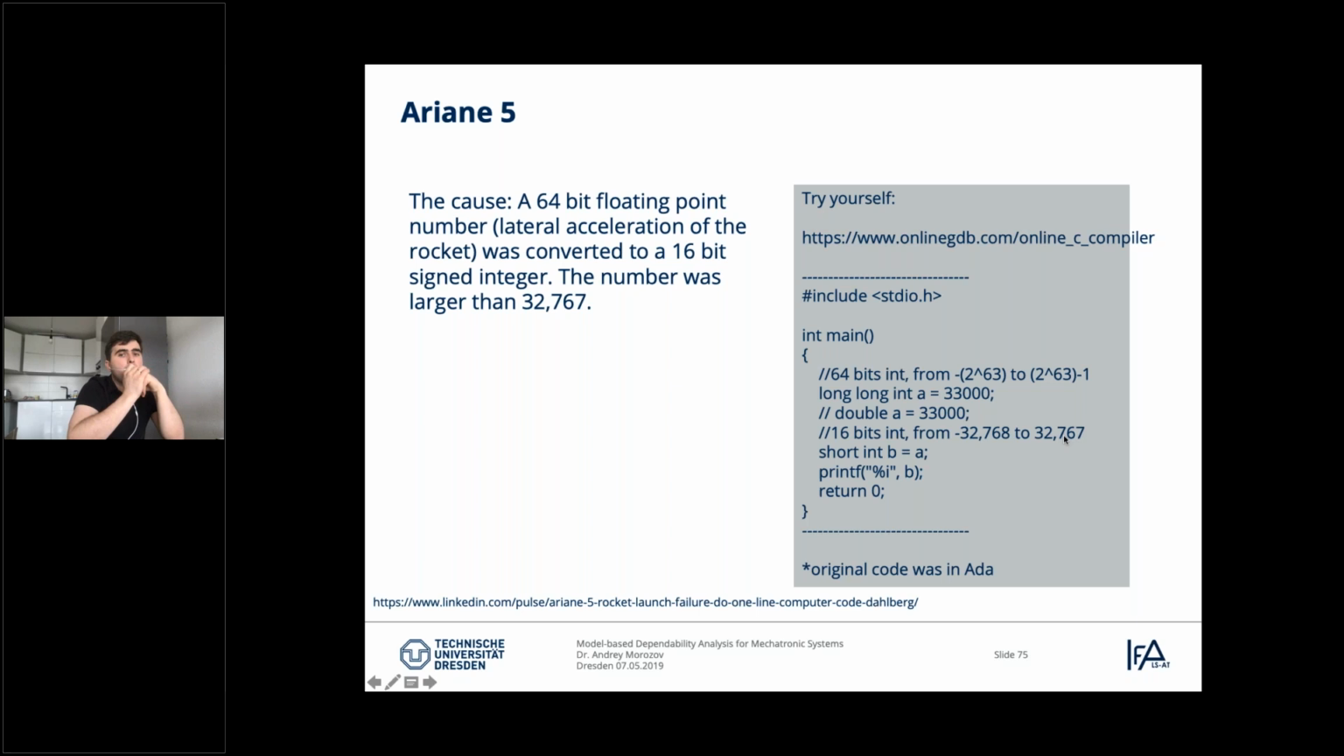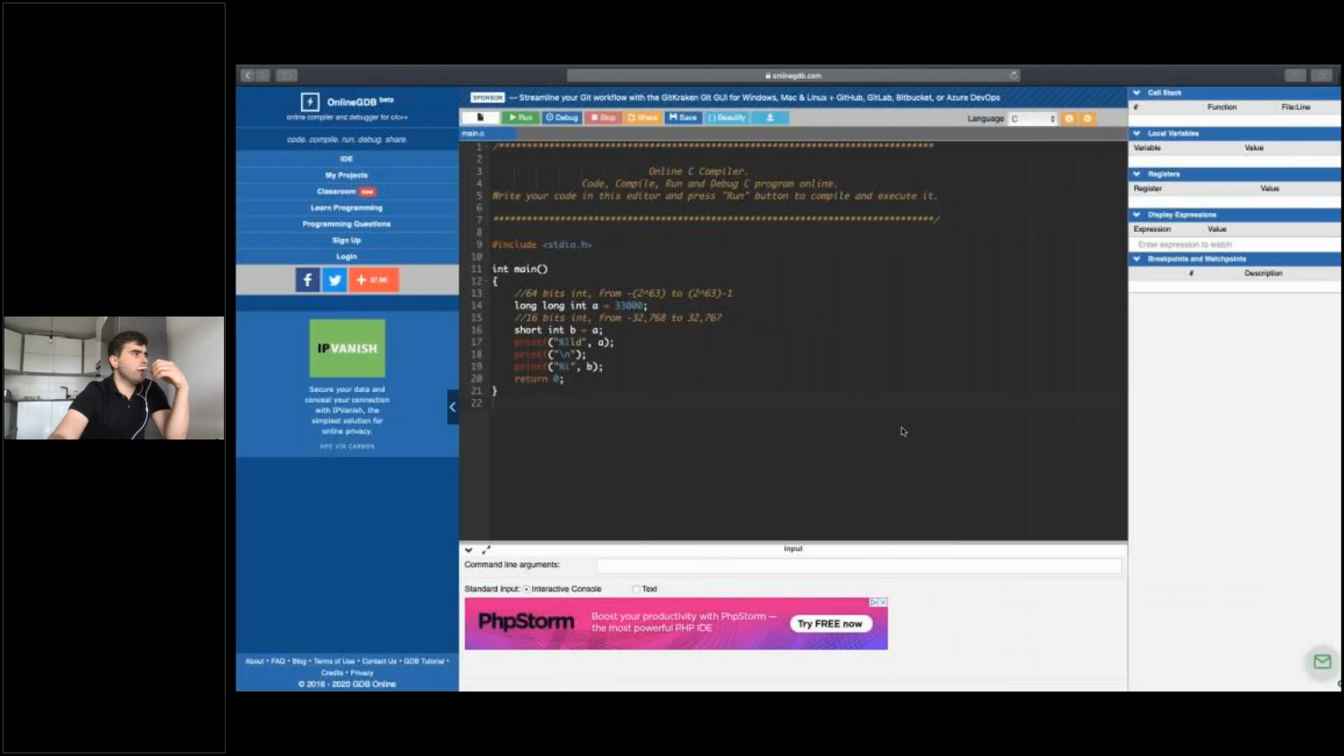So the problem was that it was okay for the old version, but it was not okay for the new version of the rocket because it was faster, and it was basically an overflow. And after the conversion, the number stored in the variable became negative. So we could even take a look.